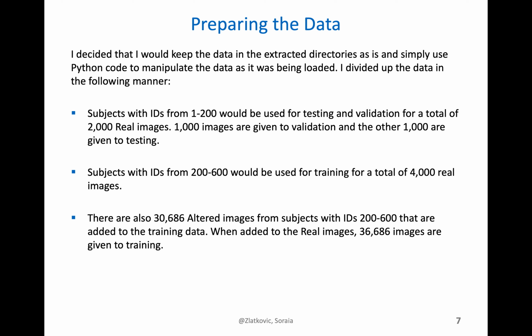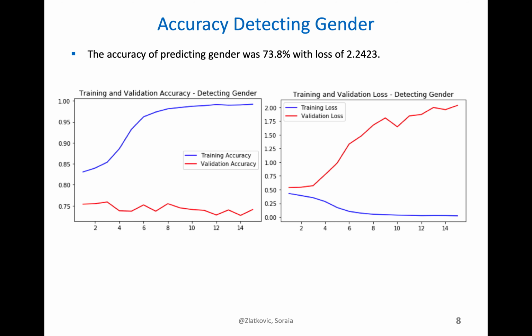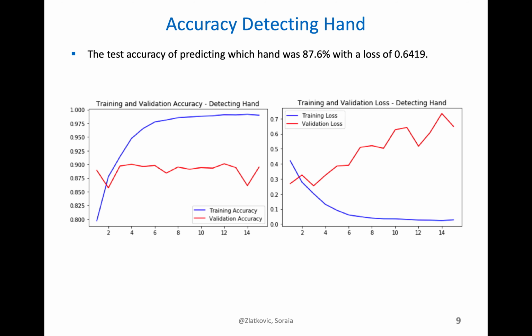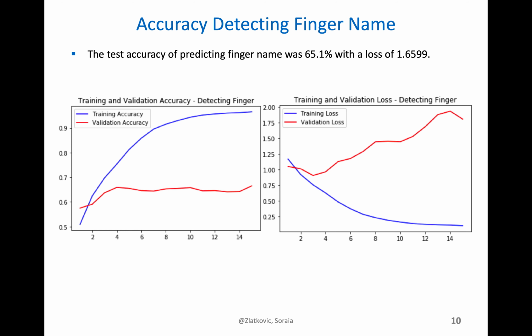And it includes dropout to help with overfitting. I decided to use subjects 1 to 200 for my testing and validation, and the remaining data I used for training. I reached a 73.8% accuracy for gender classification, 87.6% for hand classification, and 65.1% for finger classification.